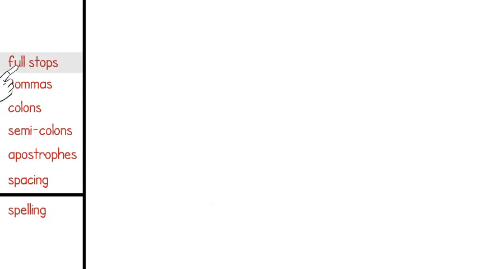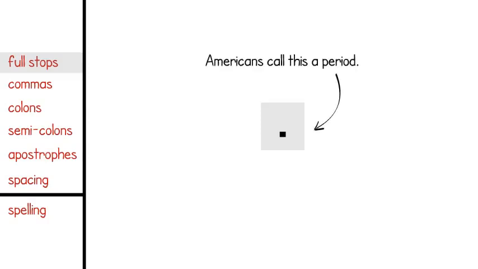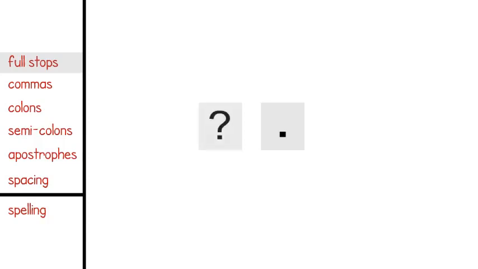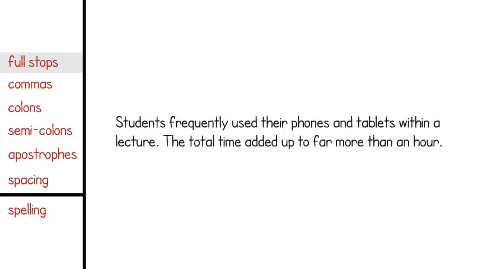Let's look first at the full stop, which Americans refer to as a period. As you probably know, a full stop goes at the end of a sentence to show that the sentence is finished. We also use question marks for questions and exclamation marks for emphasis. Be careful to use the full stop, not a comma, to separate two independent clauses.